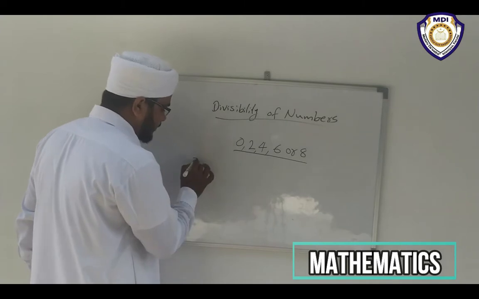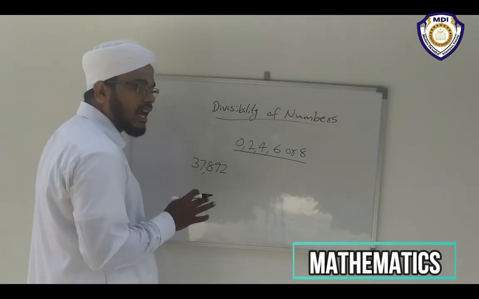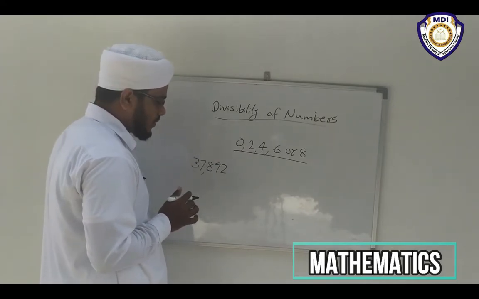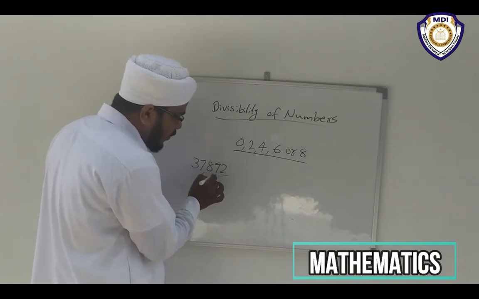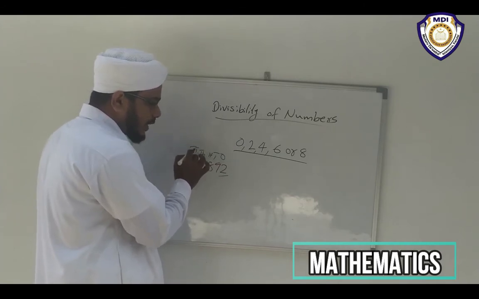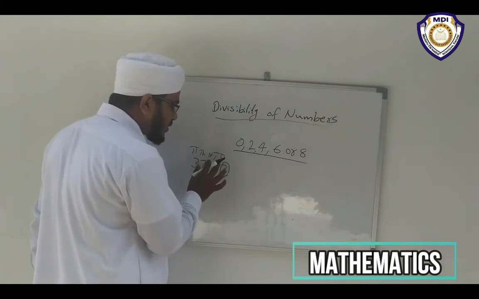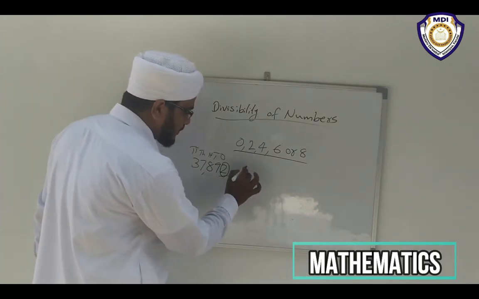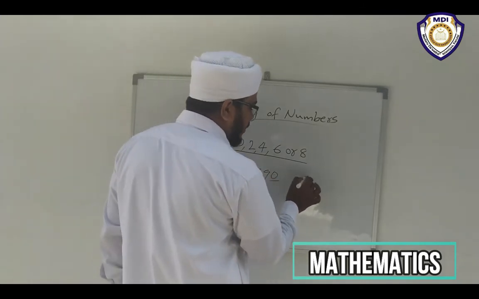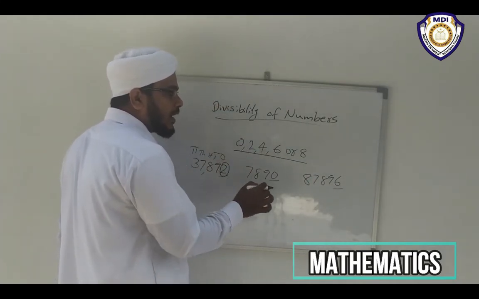If any number, please listen here, this is a number, 37,892. My question, is it divisible by 2? Yes. Why? Because at the place of ones, this is the ones place, then tens, hundreds, thousands, ten-thousands. This is divisible by 2 because the ones place of that number is 2. Is it divisible by 2? Sure, yes, because at the place of ones, 0. Is it divisible by 2? Yes, sure, because at the place of ones, 6. So it is divisible by 2.